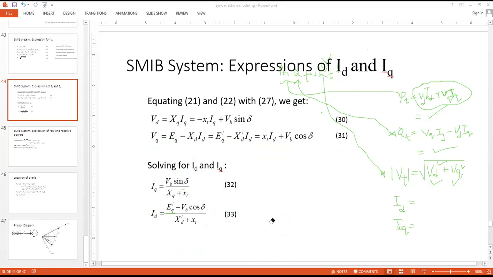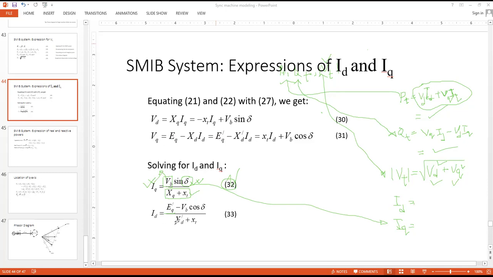Before that, let's see whether we know everything or not. Can we calculate IQ with whatever values we have obtained till now? Do you know VB magnitude? This is magnitude, remember. Yes, we know. Do you know delta? Yes, the initial delta value is known. These two at the bottom are constants, so they should be given. So IQ, you calculate from equation 32. And IQ, we also obtain from the phasor diagram. So those two IQ should match. The IQ obtained from the phasor diagram and the IQ obtained from 32, they should match. Then the IQ part is okay.